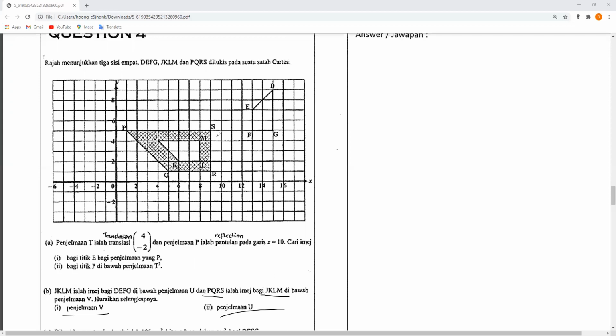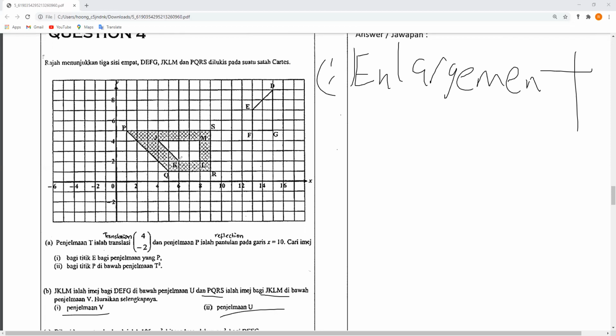As you can see, PQRS here is an image of JKLM here. So you can see it's smaller already than the object. So it's an enlargement. We first write enlargement. And then right now we need to determine the scale factor.